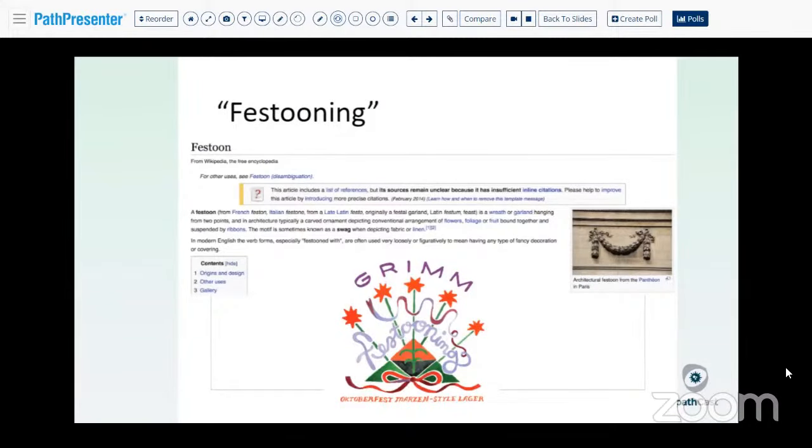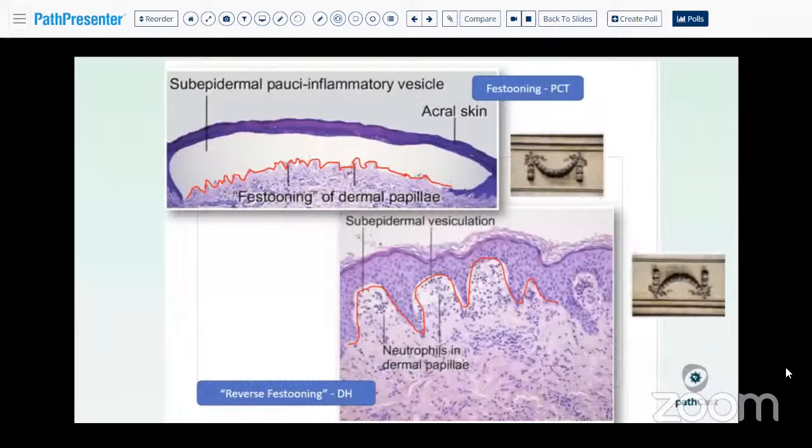Festooning, what does that mean? So festooning is basically when you hang a garland, that's considered a festoon. So here we see an example of festooning. And in dermatopathology, festooning is a buzzword for two things.